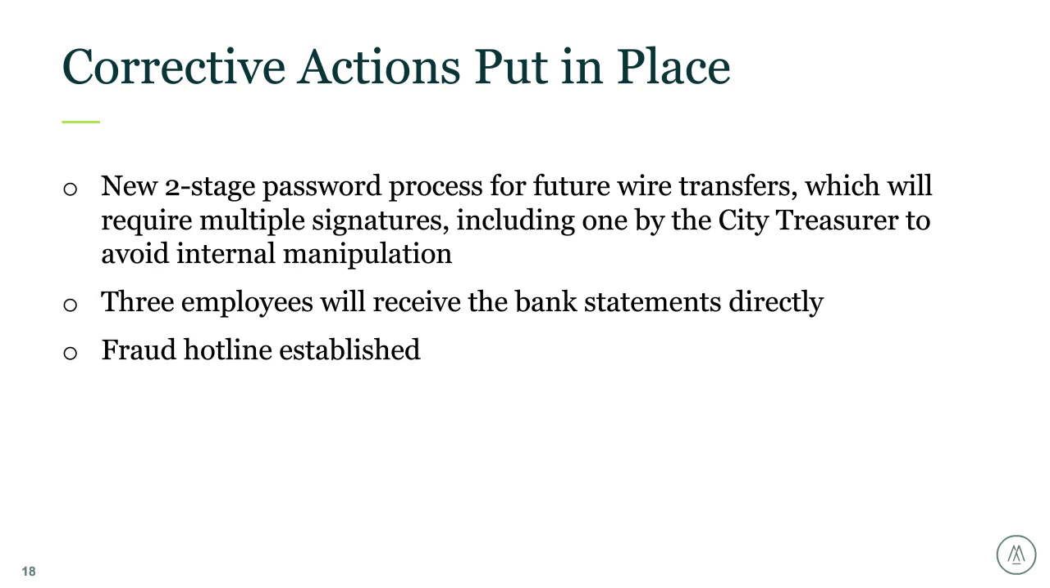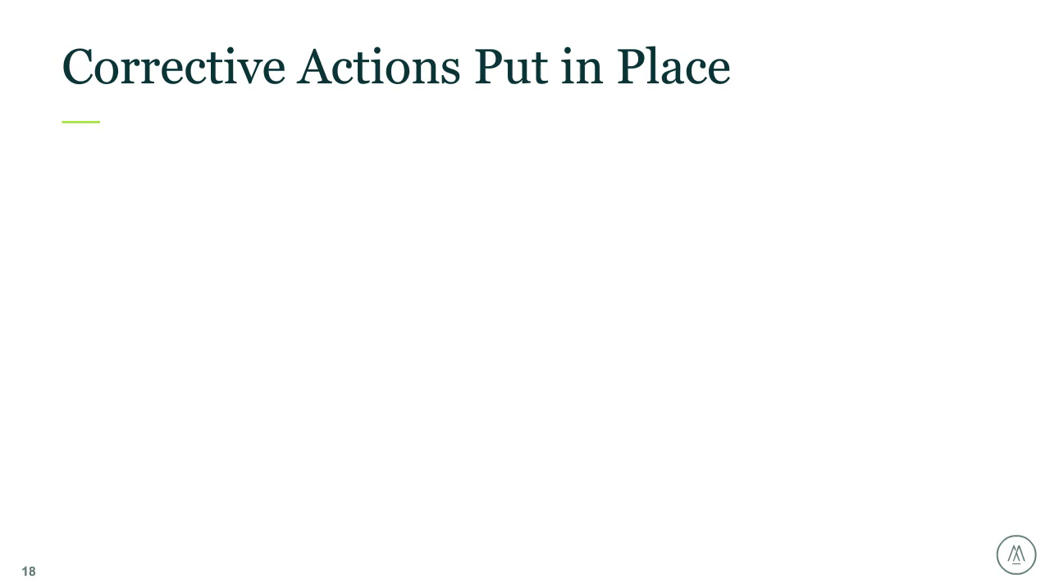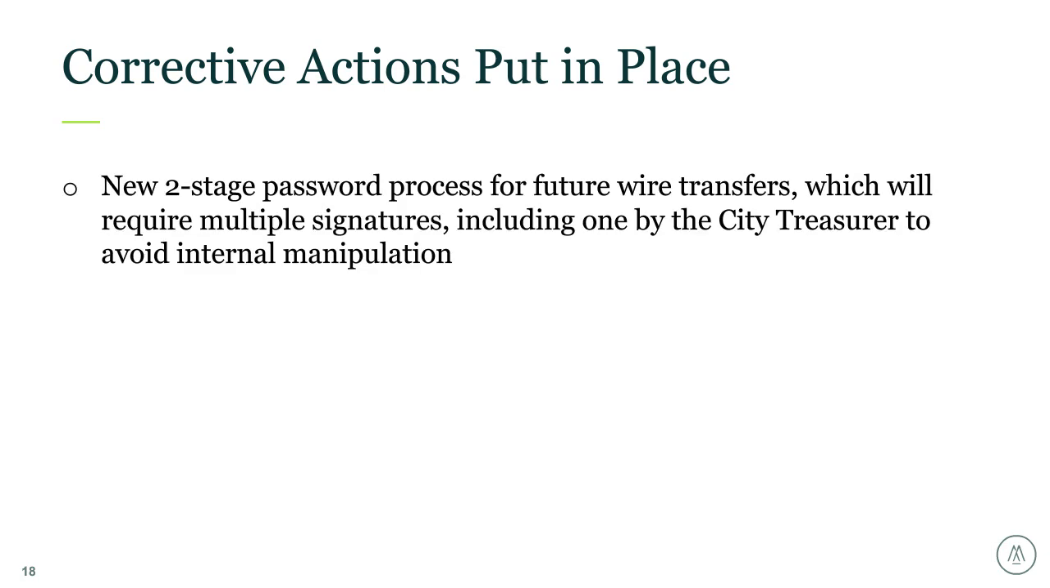So currently they've taken steps to implement a two-stage password process for any wire transfers. That was set up to mitigate the risk that someone could circumvent controls by both initiating and approving a wire, which was what was happening before with Michael. On top of that, the city treasurer is now required to be the final approval on all wires as well, which they feel will help avoid the possibility of any internal manipulation.